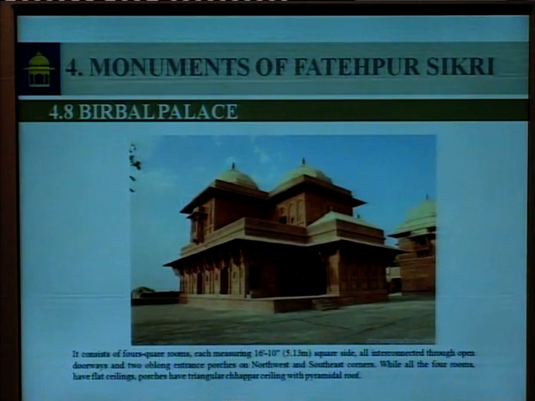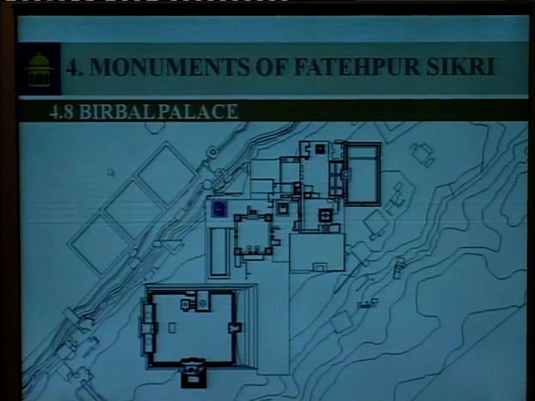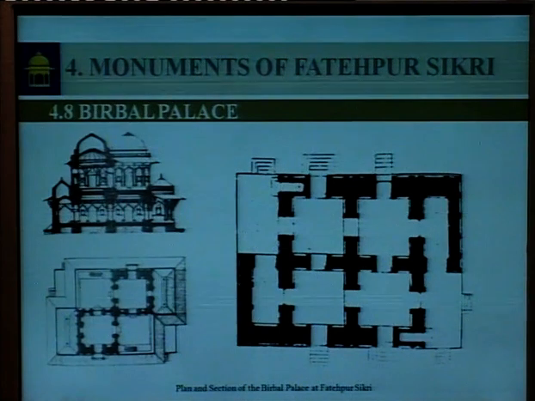While all the 4 rooms have flat ceilings, the porches have triangular chapral ceiling with pyramidal roofs. So Birbal also was a Hindu general, and this is the place where he has his own house, just next to Jodhabai's palace, and we will see the architecture of this. This is the plan of Birbal's house: 4 rooms, open doorways, and then approachable on 2 sides, from here and from here. And this is the architecture which resulted subsequently.